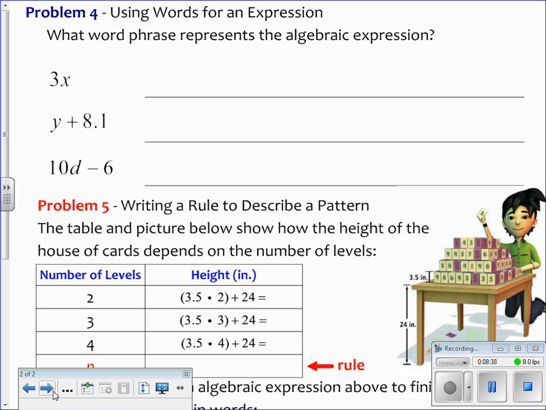3 times the number x. That's excellent. Any other suggestions? I could go triple a number x. That would be 3 times the triple. Not a very common one. The product of 3 and a number x. Okay, multiplication is a product. So any one of those you could do.